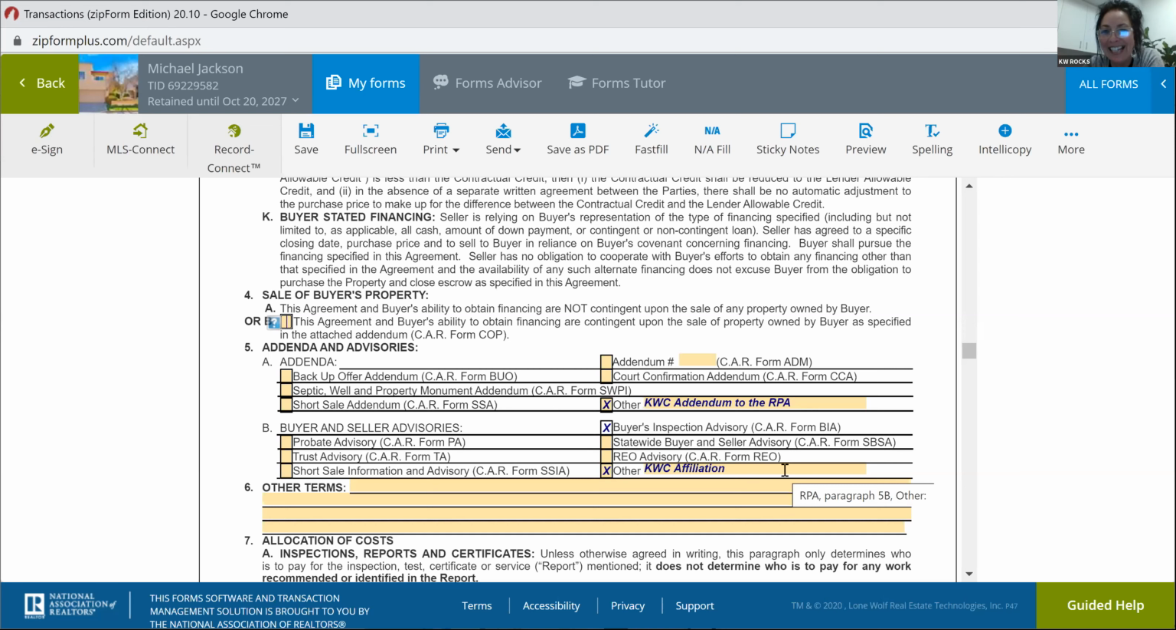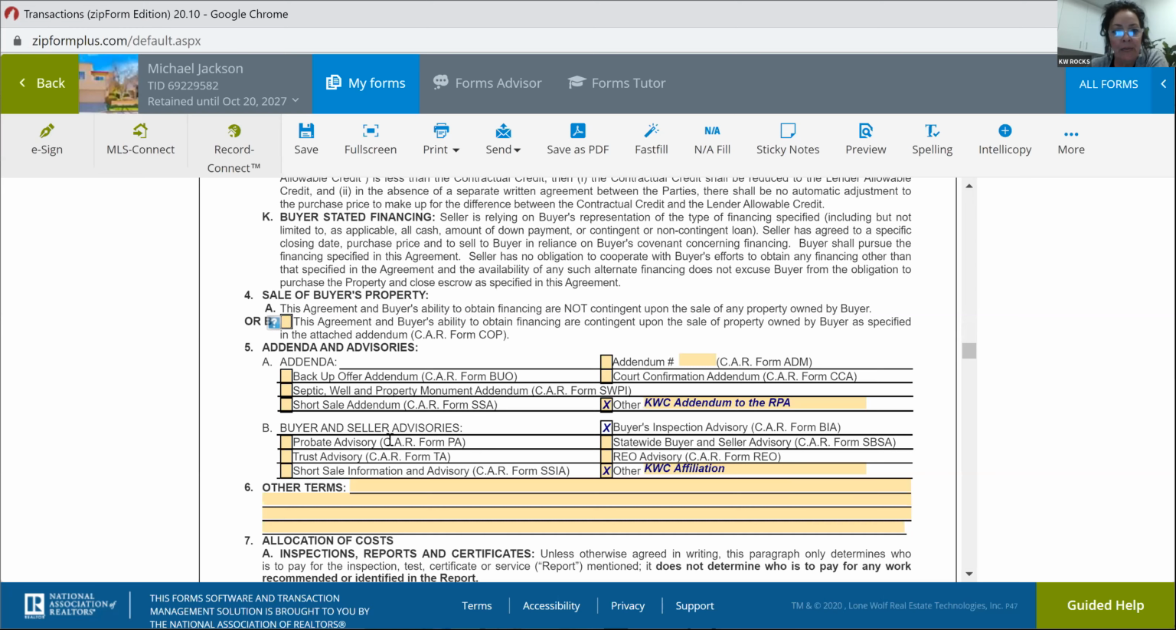No, it's okay. So, and then the KWC affiliation. What the affiliation is, is that we have to disclose any company that we're affiliated with and have a financial relationship with. And so it has like Parkway Escrow on there, et cetera, right? So we have that affiliation. We have to disclose that to all parties.